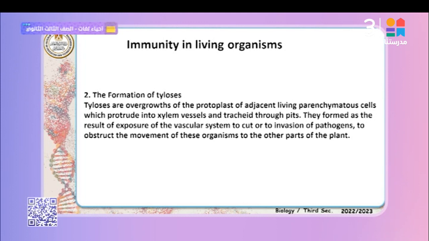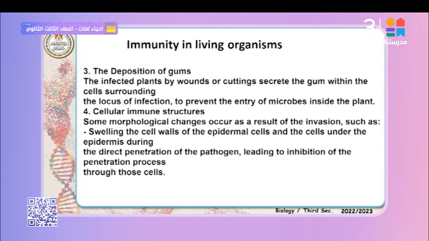They form as the result of exposure of the vascular system to a cut or invasion by pathogens, to obstruct the movement of these organisms to other parts of the plant. They also obstruct the flow of water, so the plant may wilt in this period. After the removal of the tylosis, the plant returns to its normal condition. That's right. Next, the formation of gums.